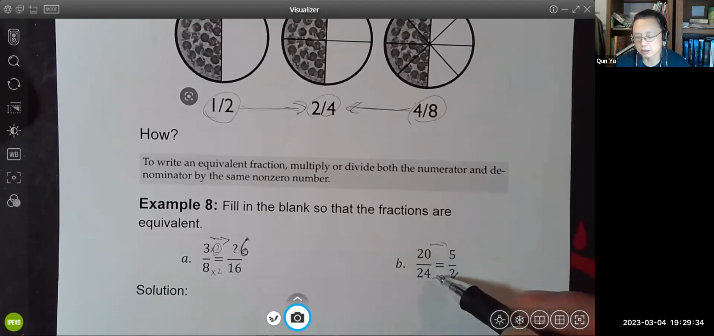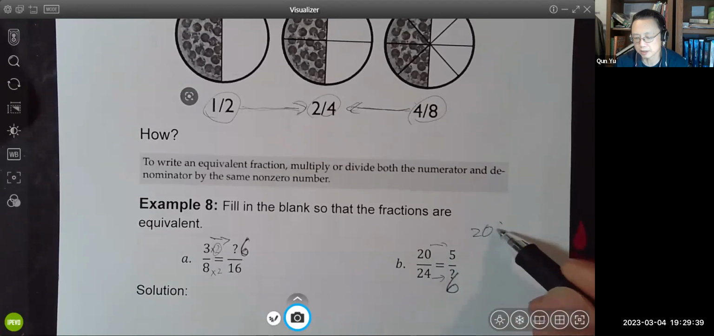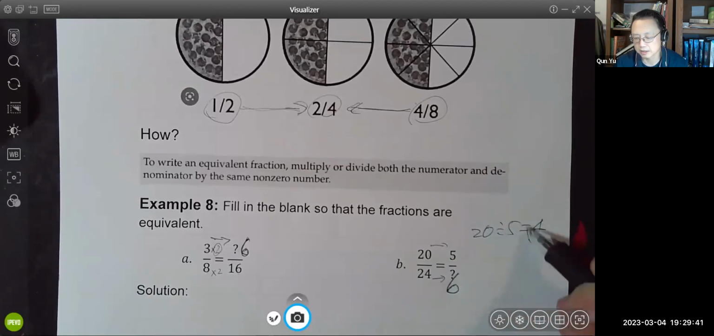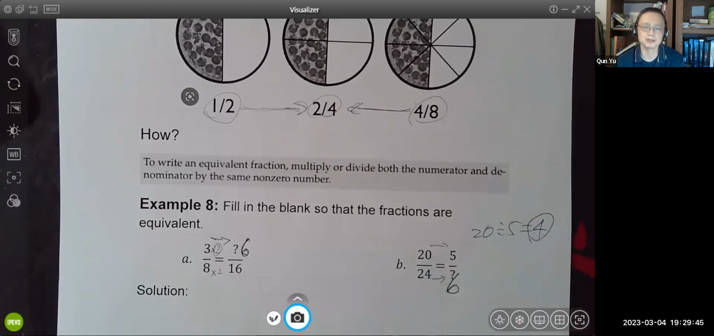Now, if one number is getting bigger, how do we know which number to divide by to get this number? Actually, just use 20 divided by this 5 to get the number you divide by. See my point? It's very easy to do actually. If the number is getting bigger and you don't know which number to divide by, divide that first to get the number you need to divide by. Then using this number, divide by the same number.